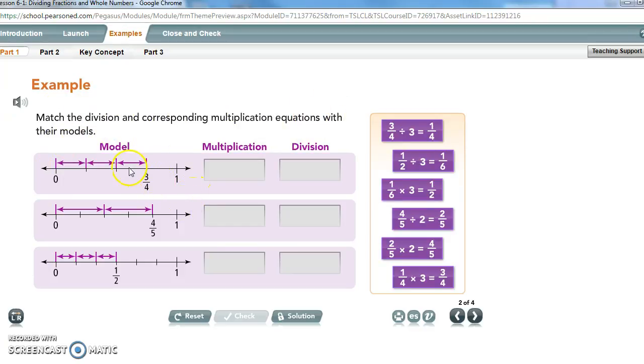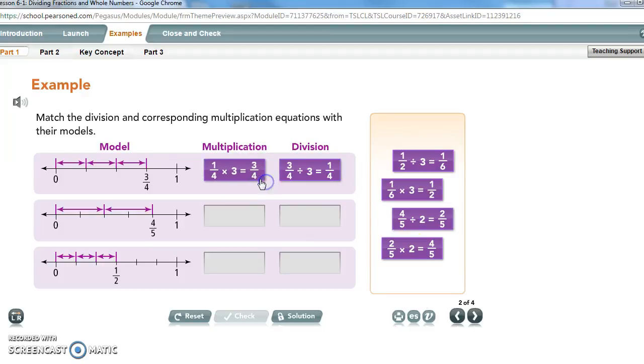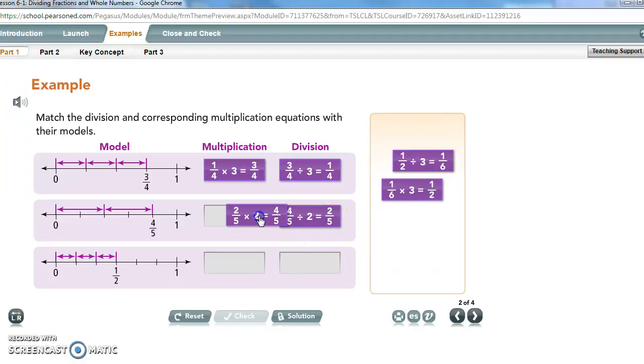So we know for this one, we start at 3/4. We have 1, 2, 3 equal parts. So 3/4 divided by 3 equals 1/4. Well, the opposite of this would be 1/4 times 3 equals 3/4. This next one, we start at 4/5. We're dividing by 1, 2 equal parts. So 4/5 divided by 2 is 2/5. The opposite of that would be to take this 2/5 and multiply it by 2.